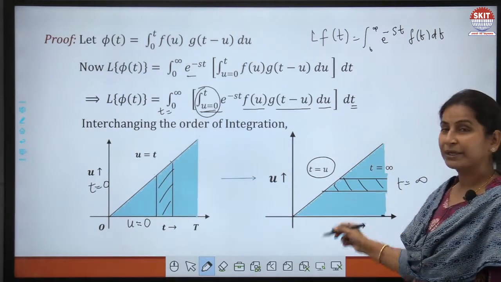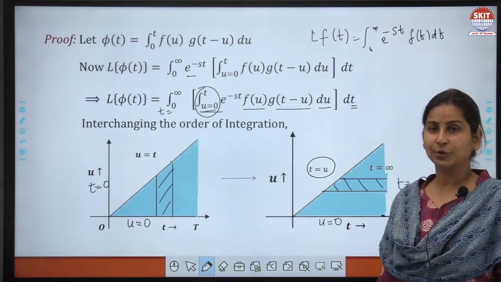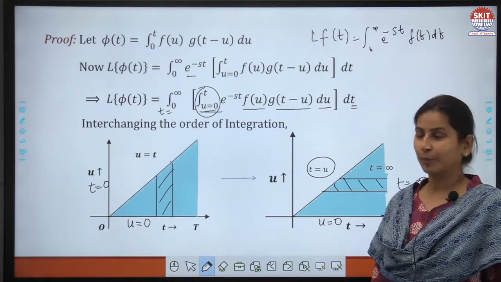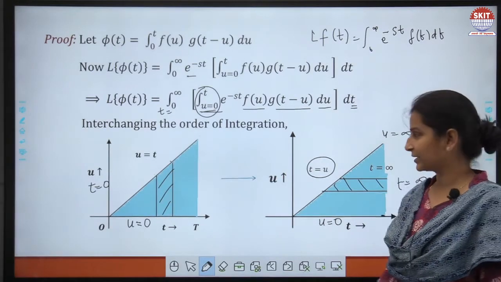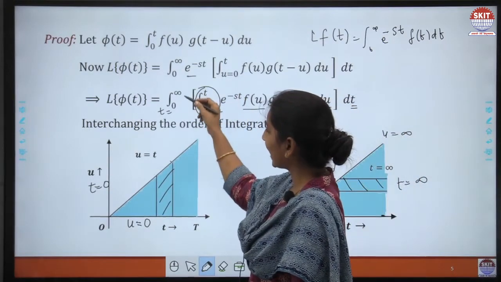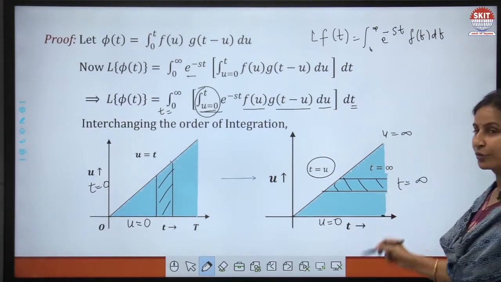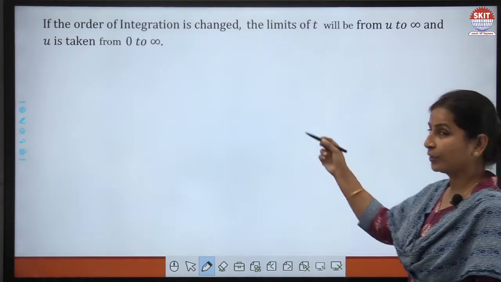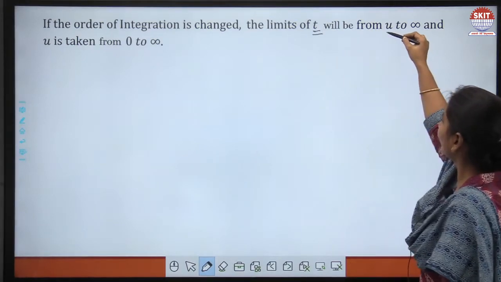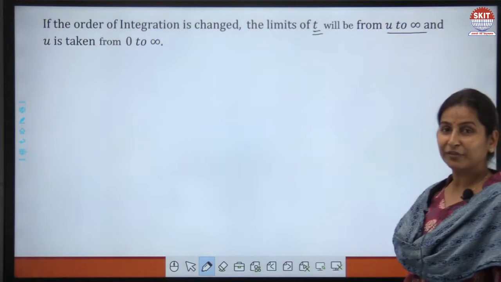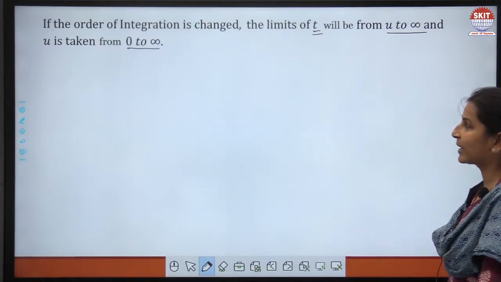Finally, I look at the limits of u. So u varies from this line, that is the t axis. So here I will be having u equals 0, and since the region is not bounded, it is an open region. So again the limits of u will vary from 0 to infinity. So the limits which were 0 to t and 0 to infinity are now converted to u to infinity and 0 to infinity. Since we have changed the order of integration, we have easily found that the limits of t will now vary from u to infinity, and this will be my first integral, and similarly the limits of u will be from 0 to infinity, which is my second integral.